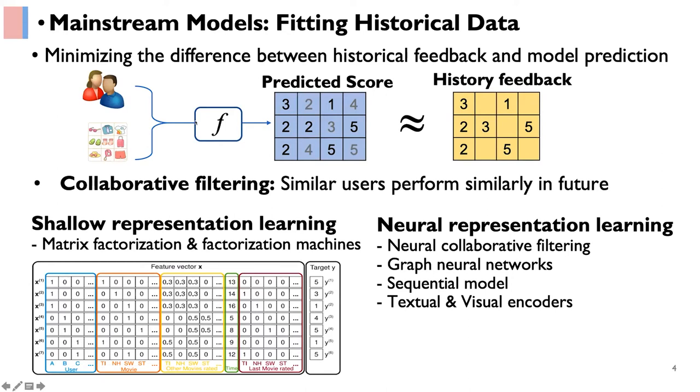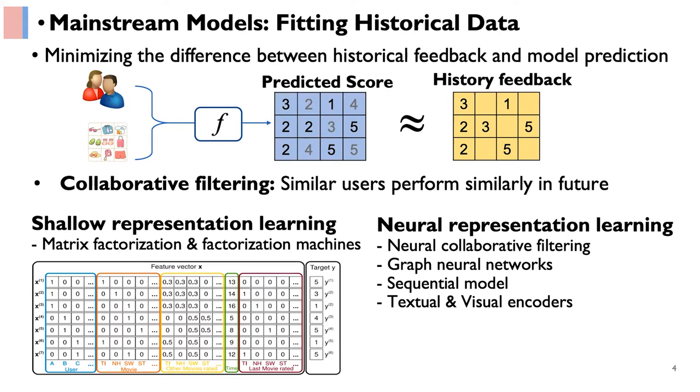For example, take rating scores. Here one row represents an item, one column represents a user, and each entry is a rating given by a user on an item. The model is expected to fit these rating scores, making predictions for the entries. The core idea of building a recommender model is collaborative filtering: similar users will perform similarly in the future.